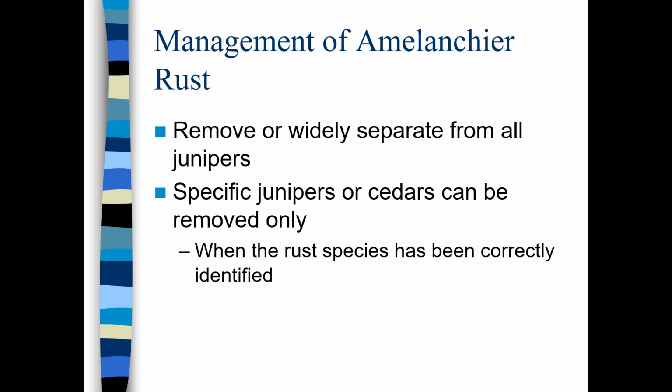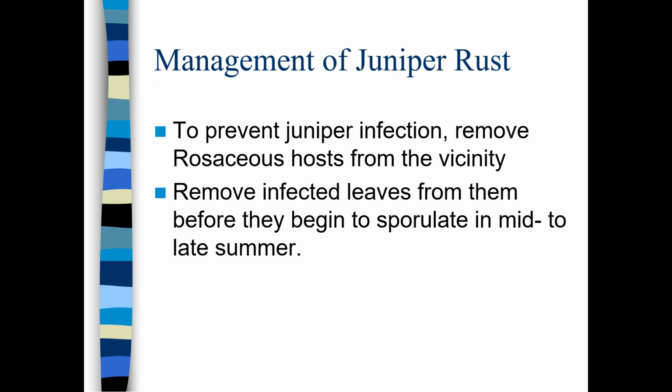So to manage Amelanchier rust, remove or widely separate from all junipers and/or cedars. Specific junipers or cedars can be removed only when the rust species has been correctly identified, so make sure you're getting this sent to a lab. To prevent juniper infection, remove all rosaceous hosts from the vicinity. Remove infected leaves from them before they begin to sporulate in mid to late summer.